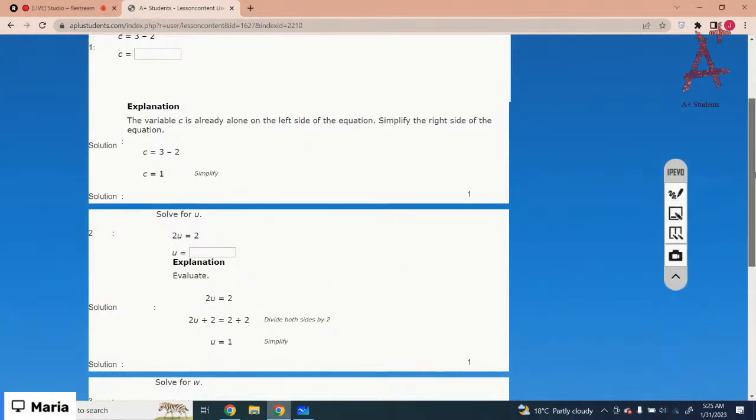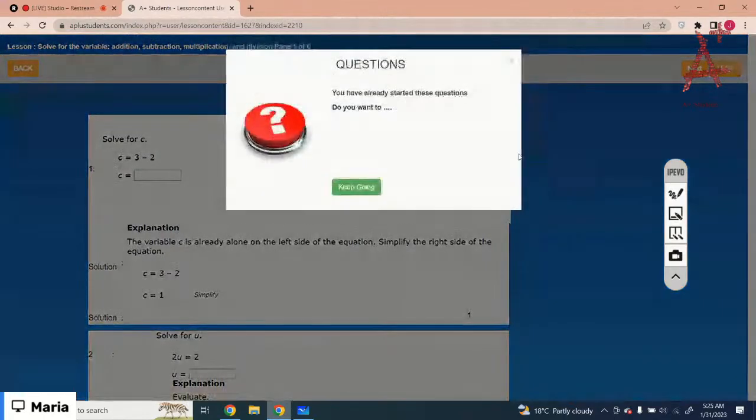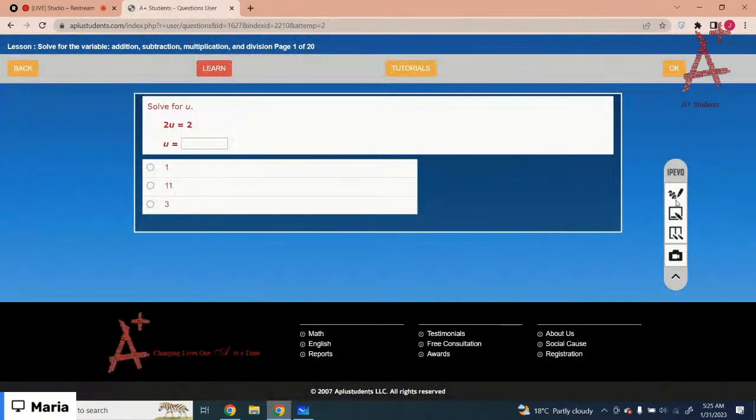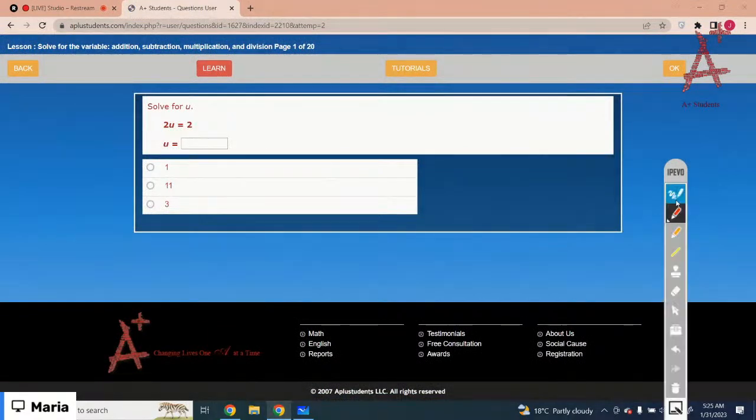Let's start with the test questions because we already know how to solve them. So let's do practice questions. That is the same I just did on the board. 2 is multiplying to u. So we know that opposite to multiplication is division. Got it? So 2 times 1 is 2 and 2 times 1 is 2. So u equals 1. Got it, everyone? So the correct option is u equals 1.